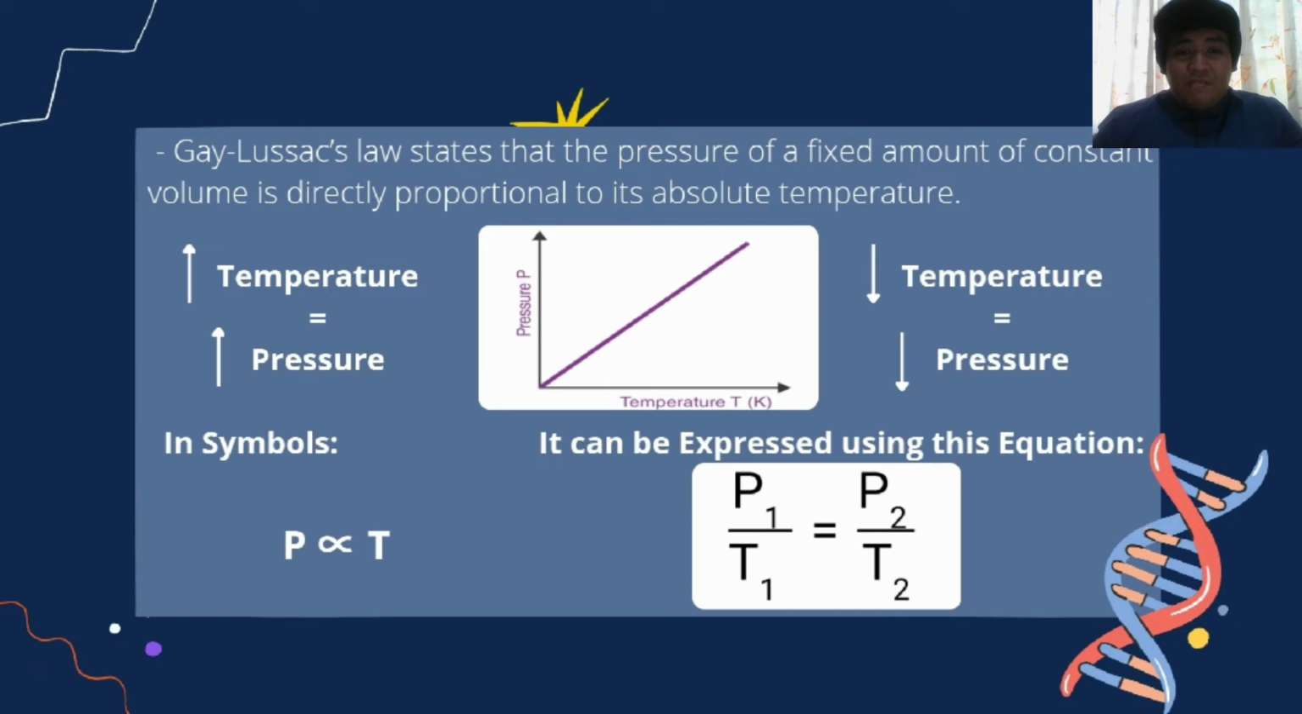So P sub 1 means the initial pressure. T sub 1 equals the initial temperature. And P sub 2 means the final pressure. And T sub 2 means the final temperature. So to completely understand how to use this equation, I prepared a sample problem for you.